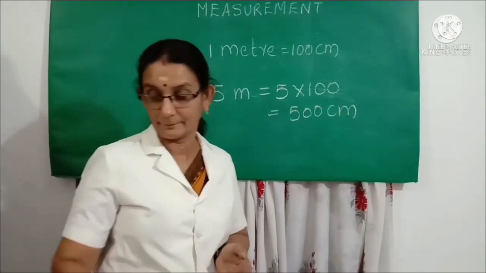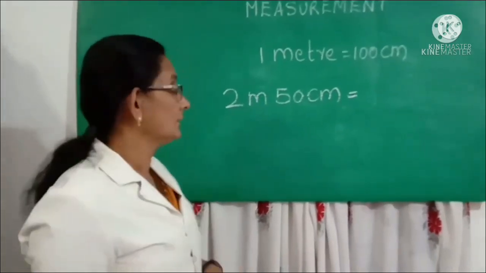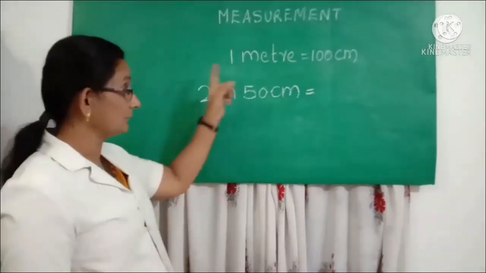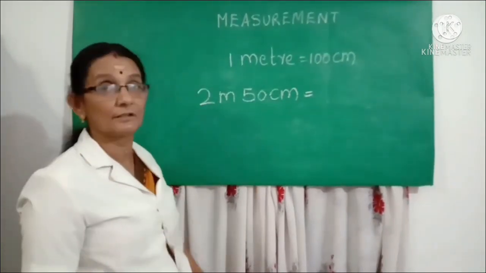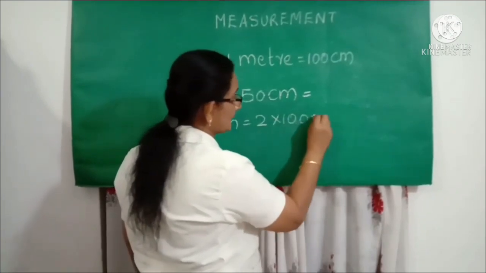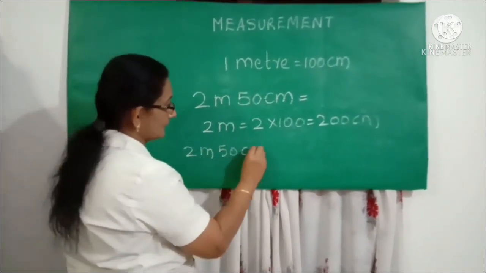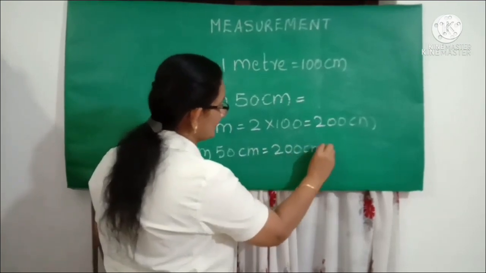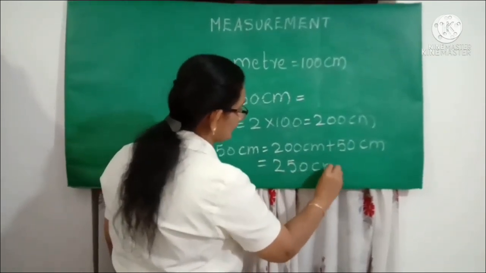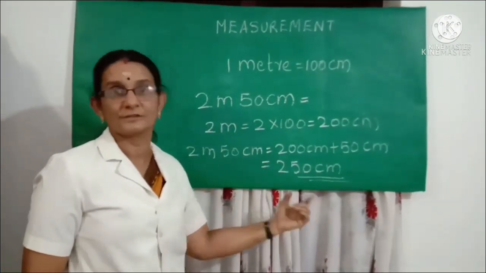Now let us go for another example. I want to convert 2 meter and 50 centimeter into centimeters. Already 50 is in centimeters, so I need to convert 2 meters into centimeters. We know that 1 meter is equal to 100 centimeter. So 2 meter is equal to 2 into 100, which is equal to 200 centimeter. So 2 meter and 50 centimeter is equal to 200 centimeter plus 50 centimeter, which is equal to 250 centimeter. So this is how you convert meter and centimeter into centimeter.